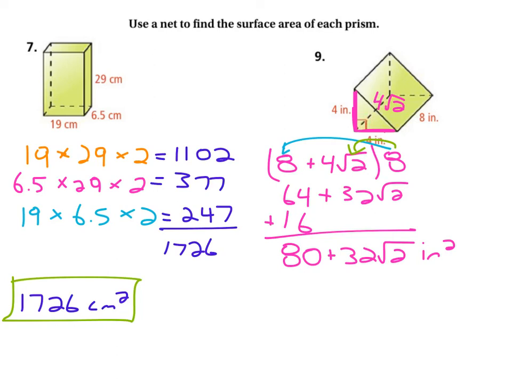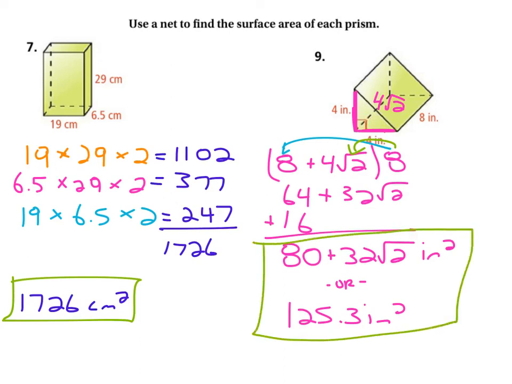Anyway, if you calculated that, let's see, 32 times square root of 2 and then plus 80, it would become about 125.25 something. So we could say, because it didn't ask us how you wanted to do it, 125.3 inches squared. And that's how you do all this. So I'm going to box that answer. Either one of those answers is acceptable.